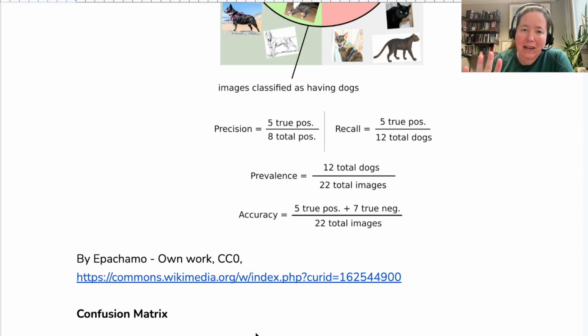Now we're going to go back and take a look at some of those other metrics like the F1, and we'll look closer again at the classification report that you get from scikit-learn.